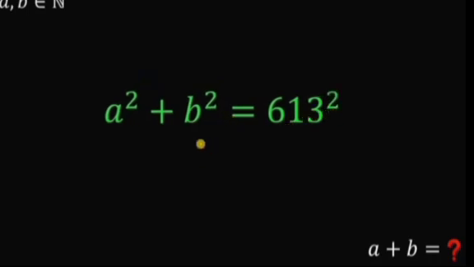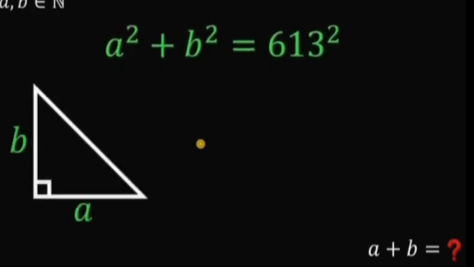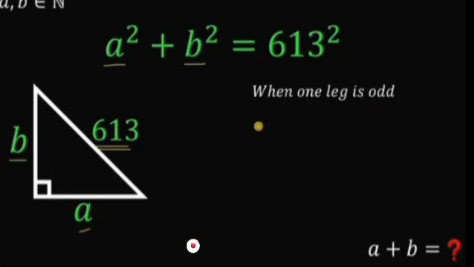Now, this reminds me of a right triangle with side lengths a, b, and 613. Because a and b are both natural numbers, they can be the side lengths of this right triangle. And also, since the hypotenuse is an odd number, it reminds me of another Pythagorean identity for when one leg is an odd number. Of course, when one leg is an odd number, the hypotenuse is also an odd number.